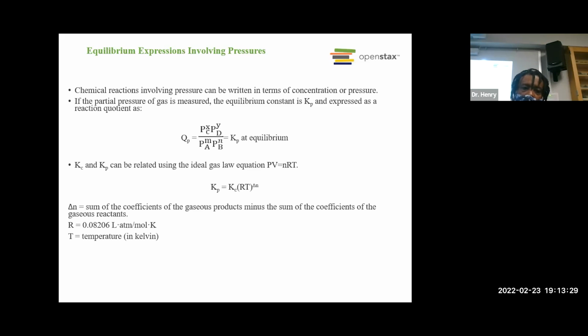R is going to be 0.08206, and temperature is going to have to be in Kelvin. So this will allow us to convert from the pressure equilibrium constant to the concentration equilibrium constant. Are you with me?